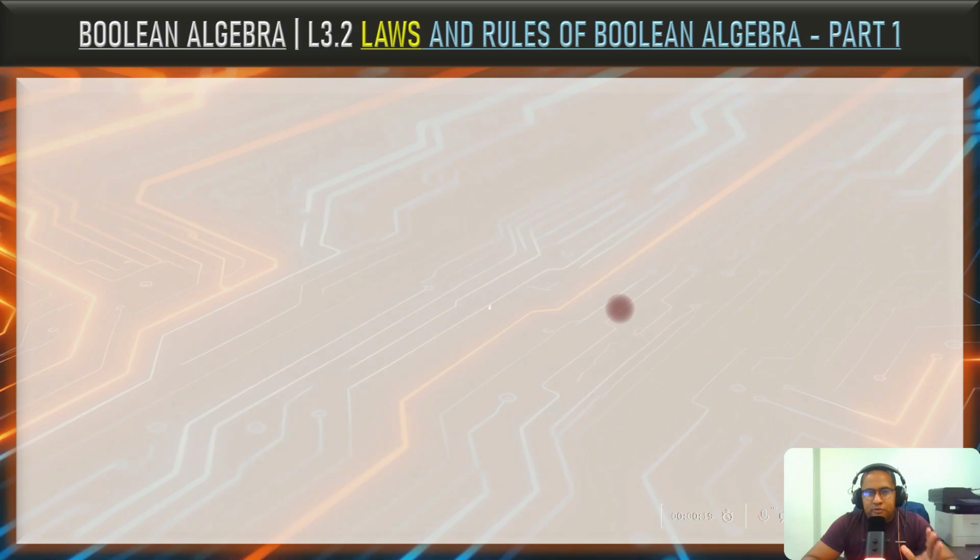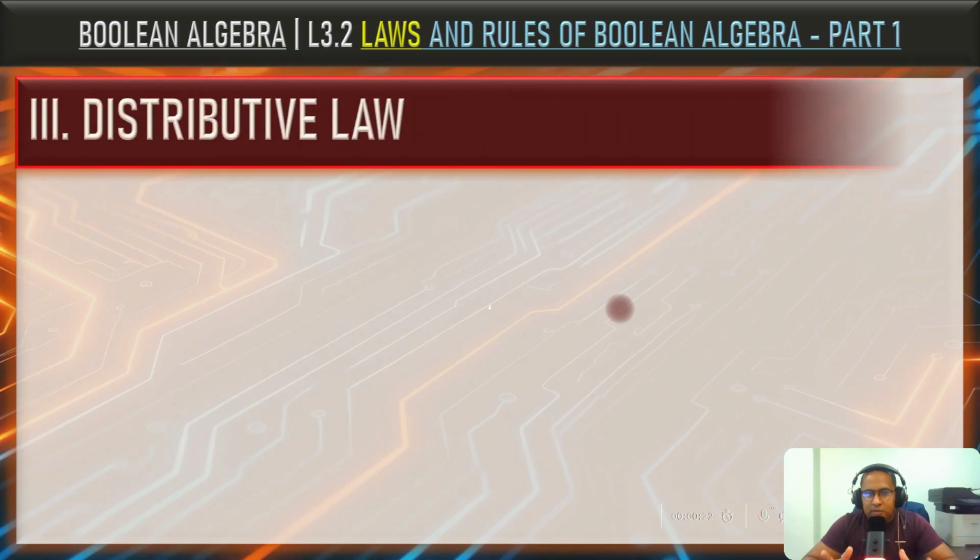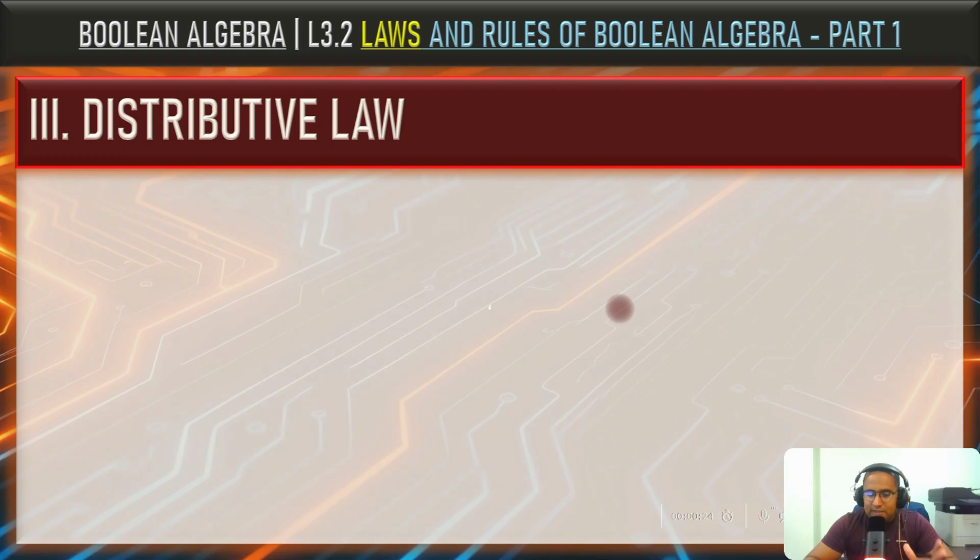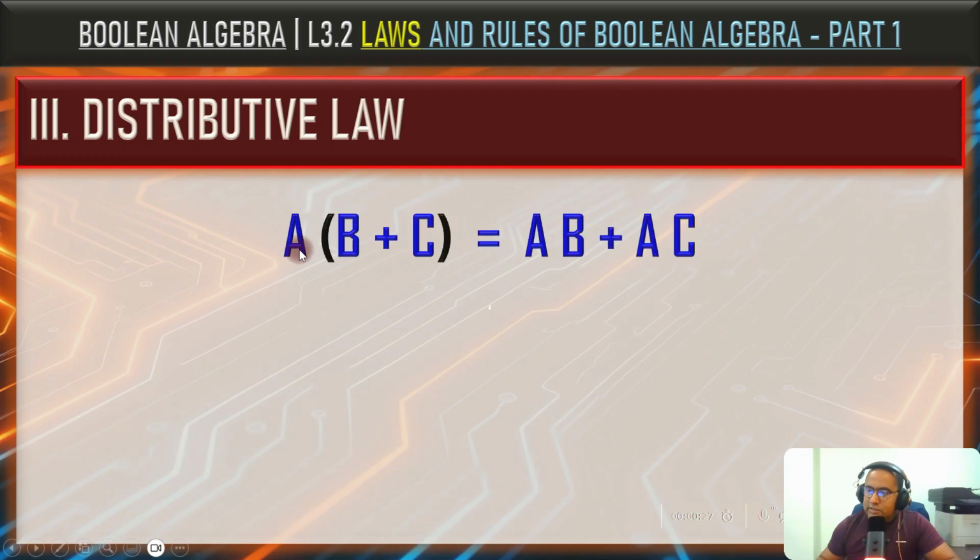Now, let's move on to the third fundamental Boolean algebra law, the distributive law. It states that A times, B plus C grouped inside the parentheses, is equal to A times B plus A times C. Okay, before we prove the equivalence by assigning logical values to the variables, let's take a moment to understand how the distributive law works.